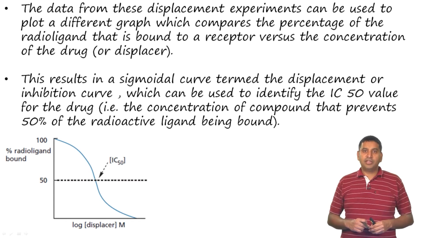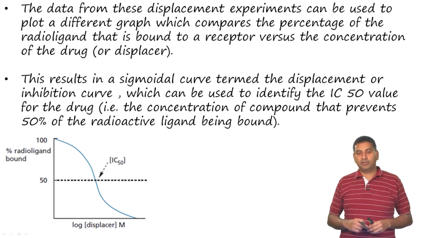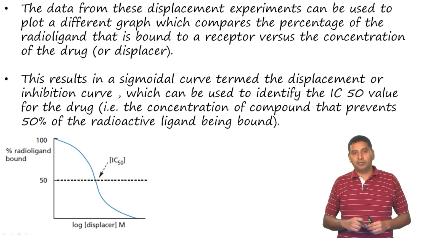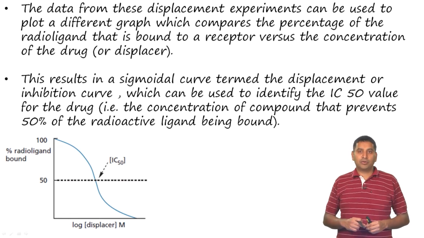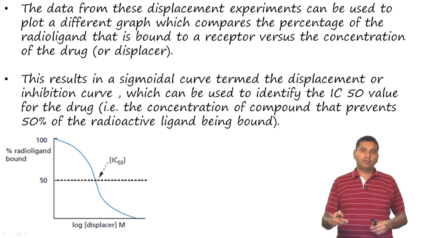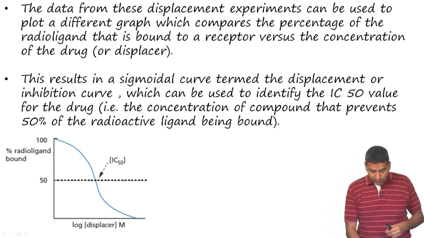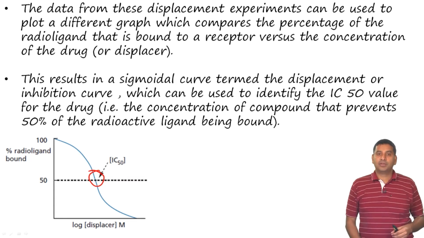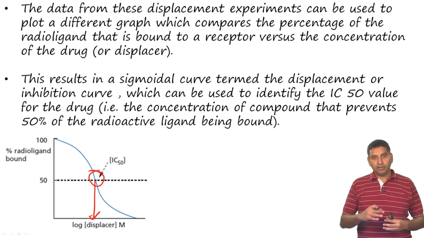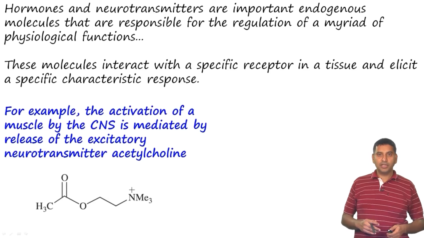From this we can get what is known as an IC50. IC50 is the inhibitory concentration 50%, which means that it is the concentration of the compound that prevents 50% of the radioactive ligand from being bound. That value is shown here, and this value can be obtained by mathematical fitting to a curve.